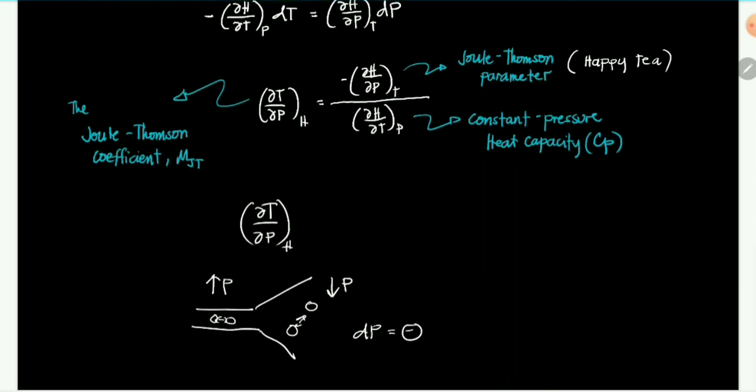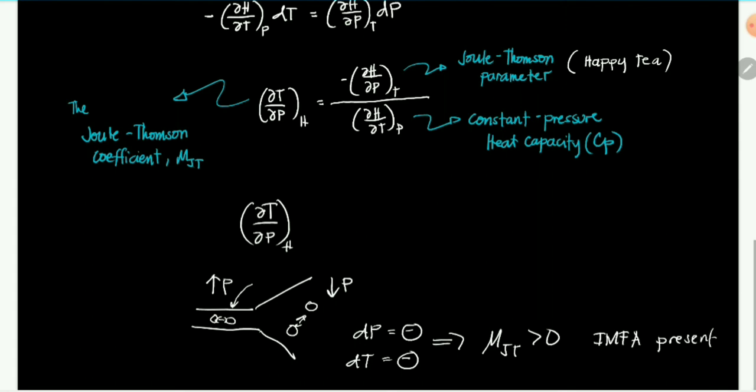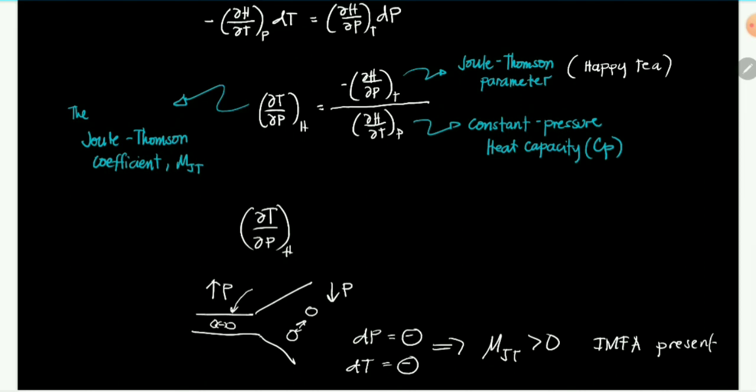Okay? If the temperature of the system decreases, ibig sabihin nag-absorb sila ng energy as they expand. So, kailangan nila ng energy para ma-suppress yung IMFA. dT is negative, or less than 0. Okay? Therefore, yung mu JT nyo is greater than 0, or positive ang kanyang value. So, ibig sabihin, IMFA, intermolecular forces of attraction, are present.